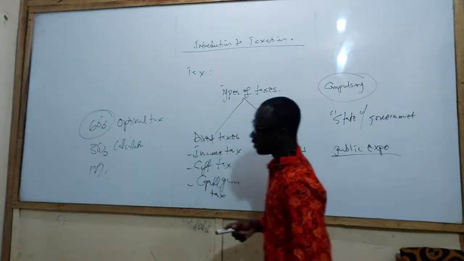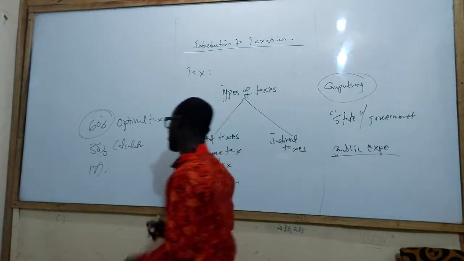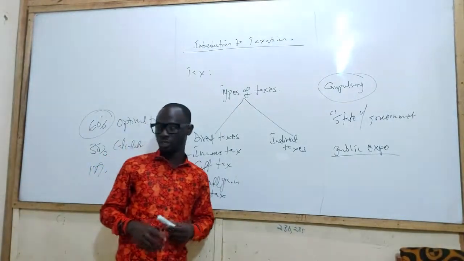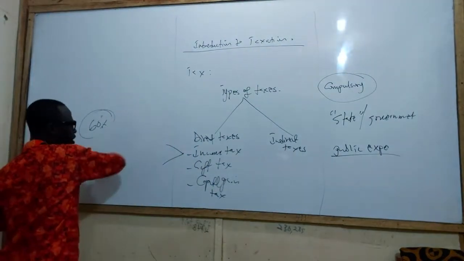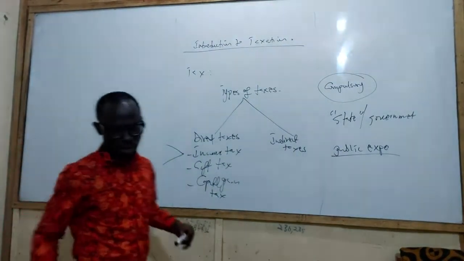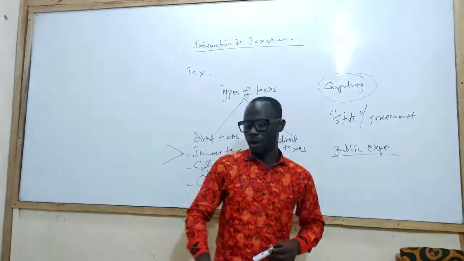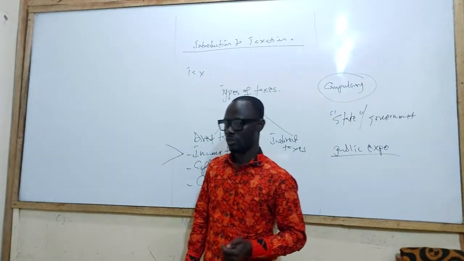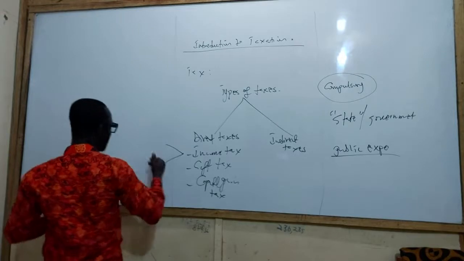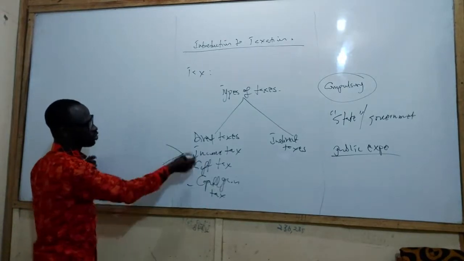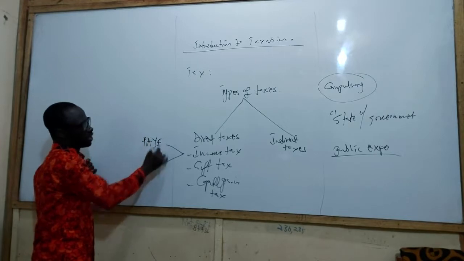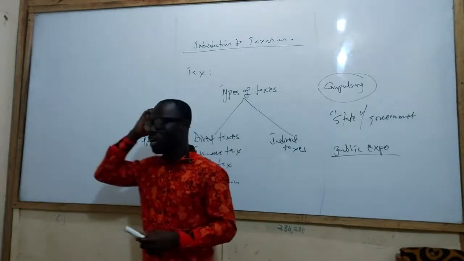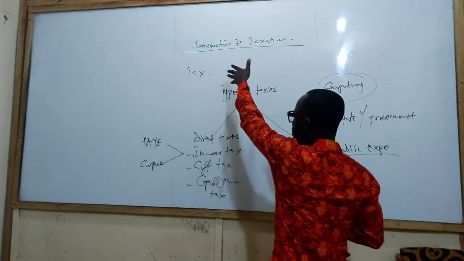What are the income taxes? The income taxes are imposed usually on the profits of organizations or the income of individuals. Now, note that the Tax Act does not define the word income. There is nowhere in the Tax Act that the definition of income was given. So here we're talking about pay as you earn, as well as corporate tax. That's what we mean by these areas in that case. So the word income is not defined in the Act.